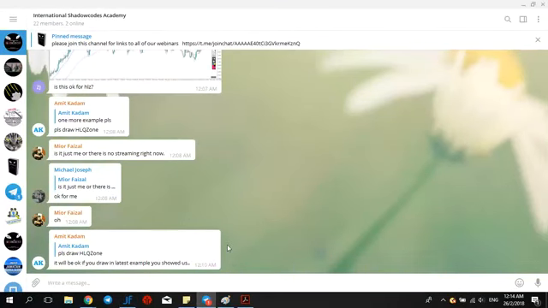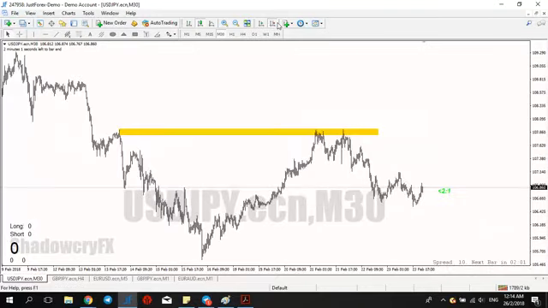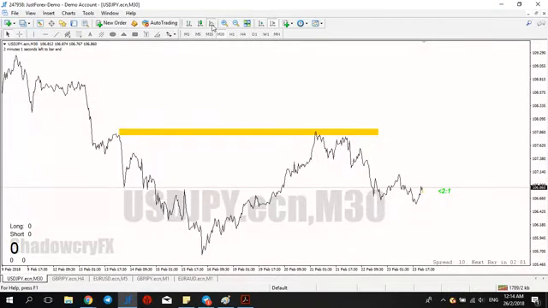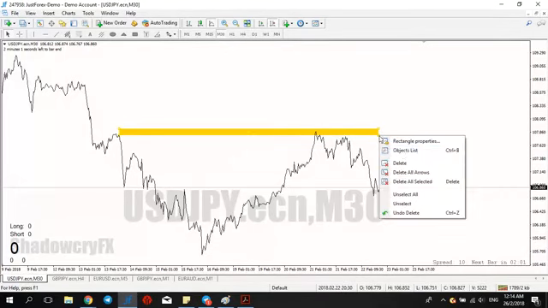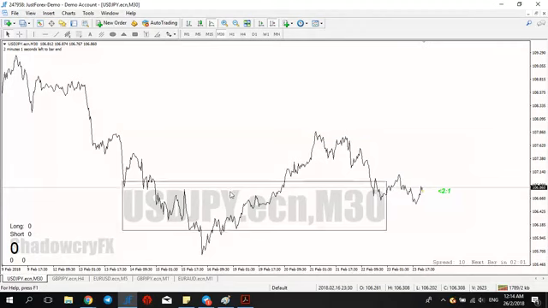If you draw the latest example, you show us. What does this mean? Do you want me to draw it again, or the latest one, something over here maybe? If that is the case, I will draw it for you as a live trade setup.